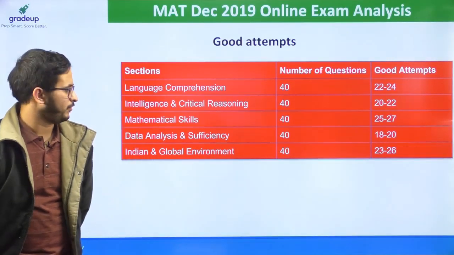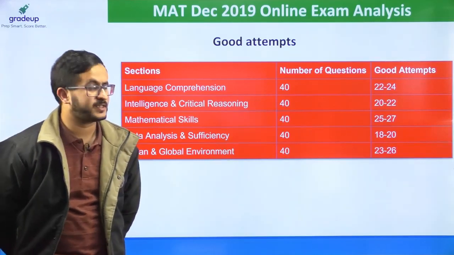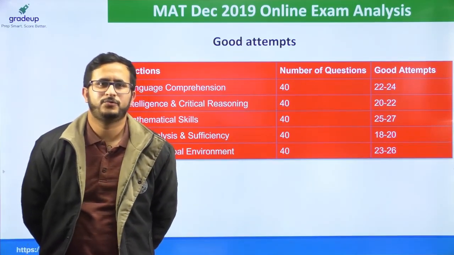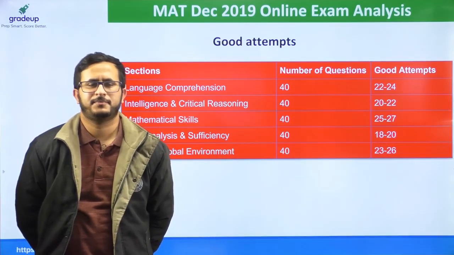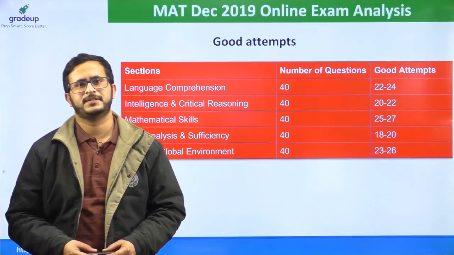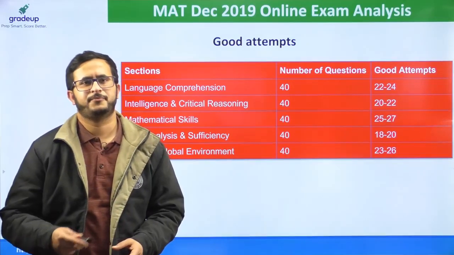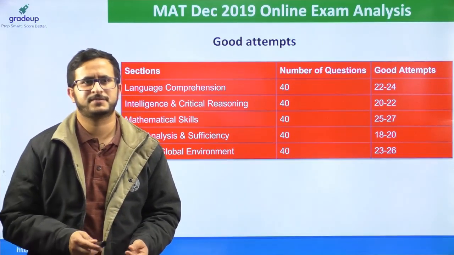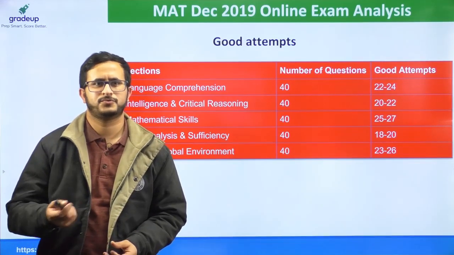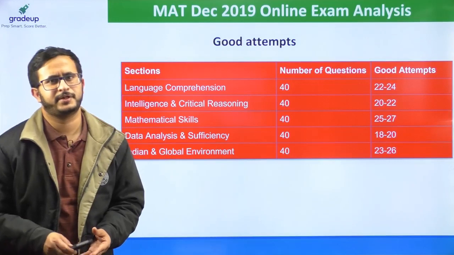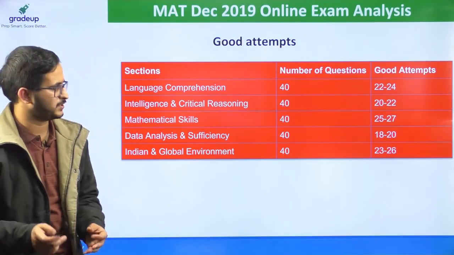And talking about Indian and global environment section, 23 to 26 should have been good attempts, because all the questions were from current affairs, and if you have been preparing for other examinations as well or preparing for interviews, you must be thorough with those news, and you should have been able to attempt those many questions.